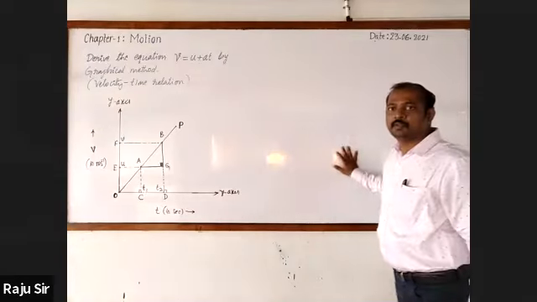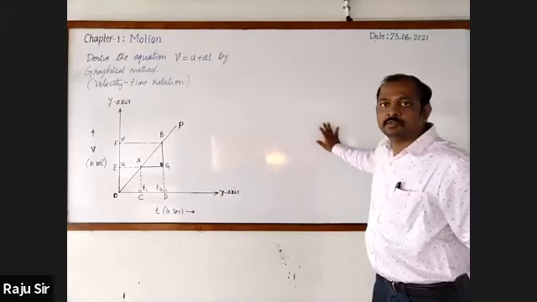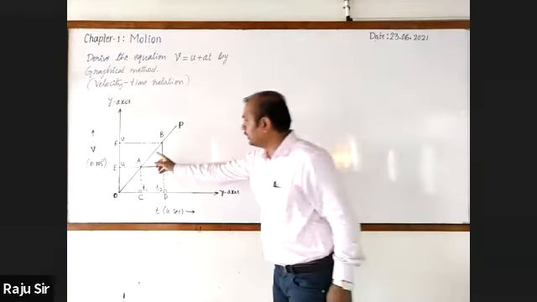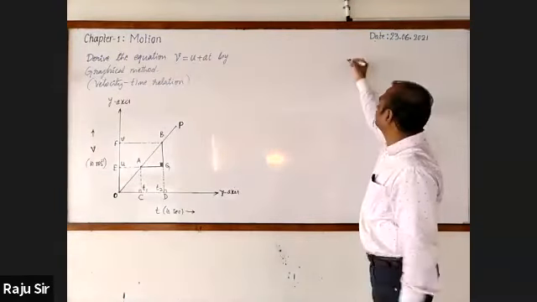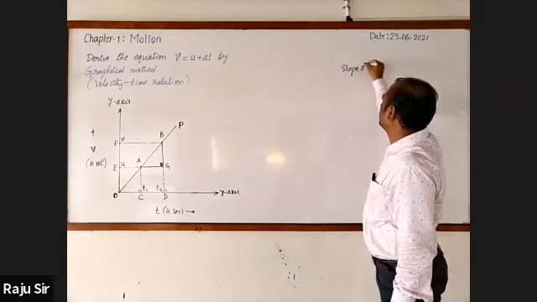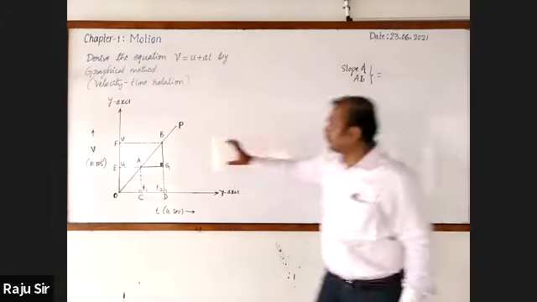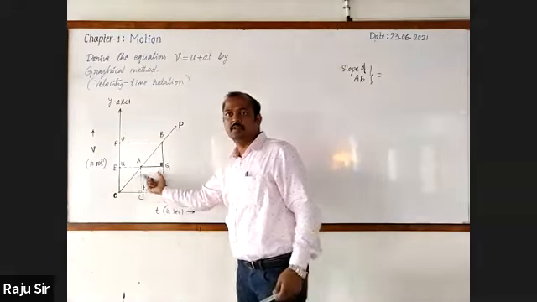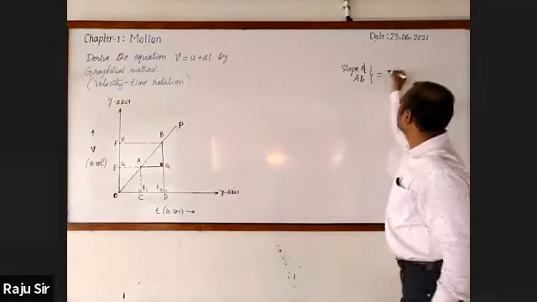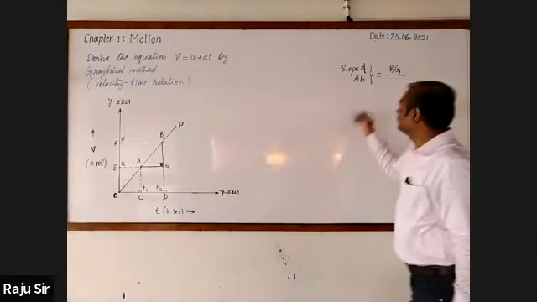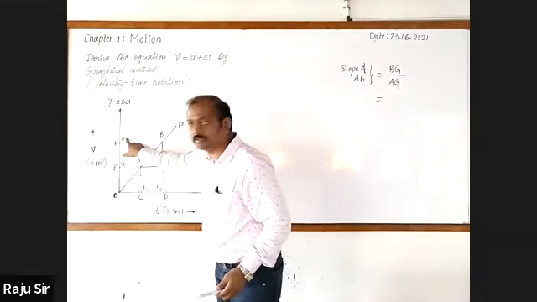Now, Sai Gaurav, just listen to the explanation. Let us go for finding the slope of AB. Here I'm writing slope of AB. And you all know that slope is nothing but the ratio of vertical distance to the horizontal distance. Vertical distance is BG, by horizontal distance. BG is nothing but V minus U, and T2 minus T1.